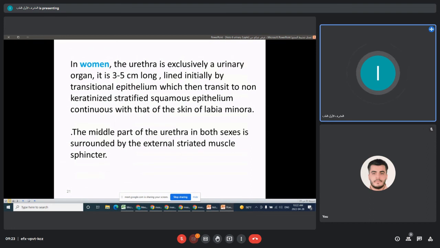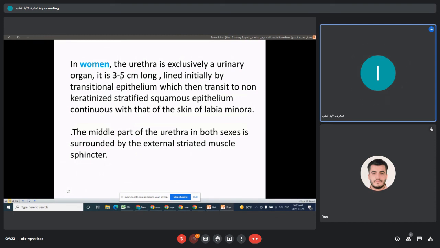In women, the urethra is mainly a urinary organ, while in the man it's also an ejaculatory organ. The length is short, 3 to 5 centimeters only, therefore the incidence of urinary tract infection is higher in women because of the short tract, which gives bacteria easier access into the urinary tract system. Also, the anatomical position of the female urethra is close to the anus, and this helps the bacteria to gain easier access into the urinary tract.